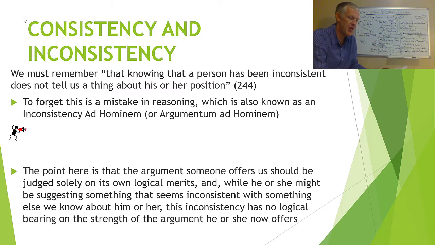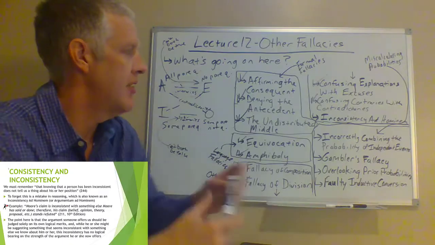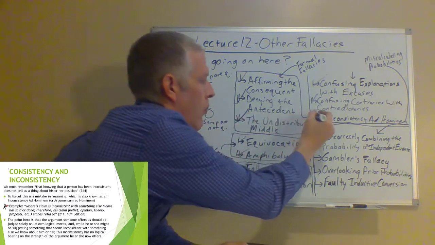So their example from page 211 of the 10th edition, going down a couple points there. Quote, "Moore's claim is inconsistent with something else Moore has said or done. Therefore, his claim, belief, opinion, theory, proposal, etc., stands refuted," end quote. No, we always have to go in and analyze the claim, belief, opinion, theory, or proposal itself. And that's basically what I say there at the bottom of slide 13. I already mentioned that. Okay, so that is the inconsistency ad hominem.